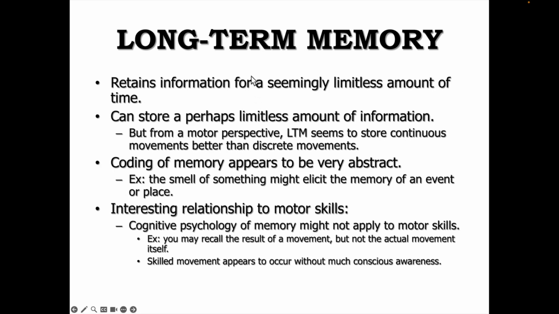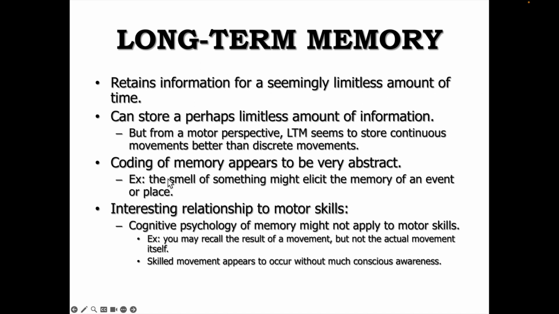And finally, the third type of memory we've got is long-term memory. It can retain essentially an unlimited amount of information for a very long period of time. So the nice thing again is that it can store an unlimited amount of information. But from a motor perspective, long-term memory seems to store continuous movements better than discrete movements. So essentially long-term memory will help you better perform continuous movements like jogging, biking, swimming, compared to discrete movements, something like throwing a baseball, or maybe kicking a soccer ball, or maybe doing a vertical jump.